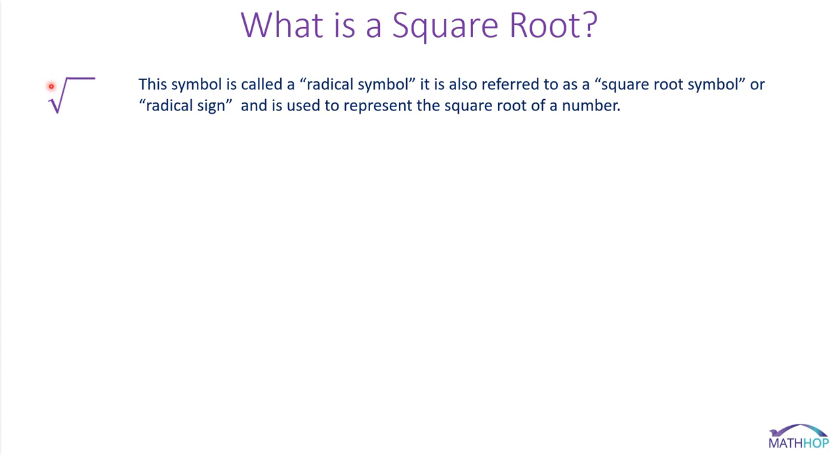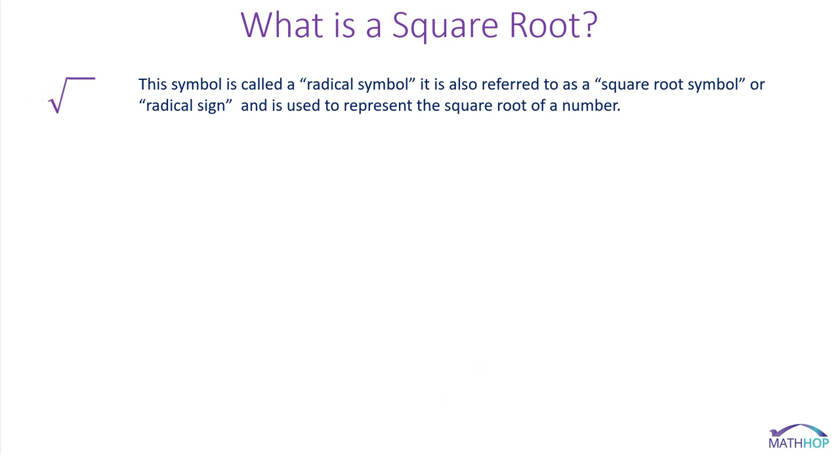Now, you will see these symbols with numbers here. You could have a 3 here. Whatever number is here indicates what root we're taking. We are only working with square roots in this video because that's the question that was asked of me. So if there is no number here, we are dealing with a square root. And that's all we're going to do in this video.